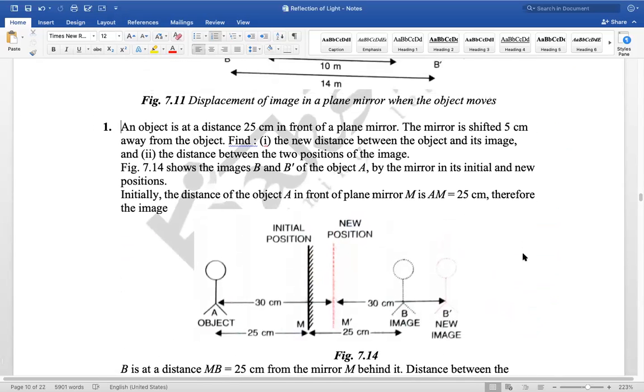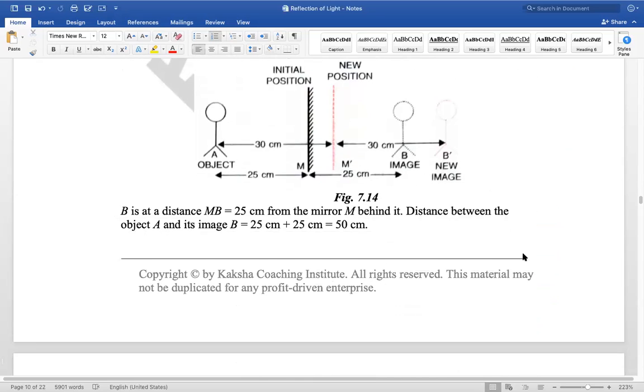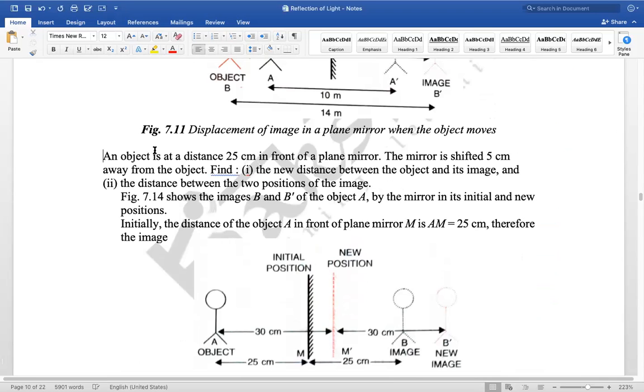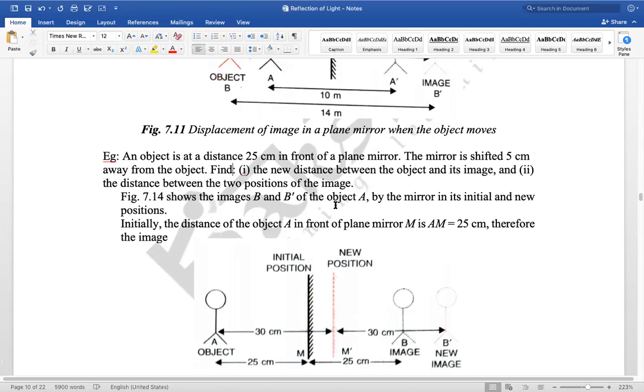तो ये जो एग्जाम्पल है, क्वेश्चन था कि एन ऑब्जेक्ट इज एट ए डिस्टेंस 25 सेंटीमीटर इन फ्रंट ऑफ अ प्लेन मिरर. So an object is at a distance 25 centimeter in front of a plane mirror. The mirror is shifted 5 centimeter away from the object, right? So the mirror is shifted 5 centimeter away from the object. Find the new distance between the object and its image.